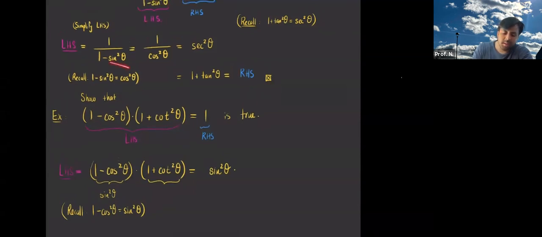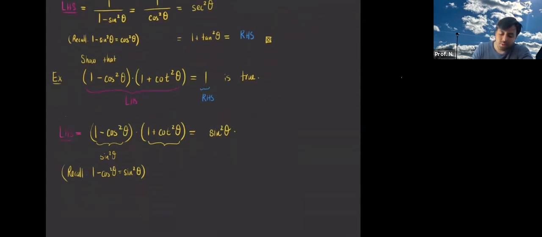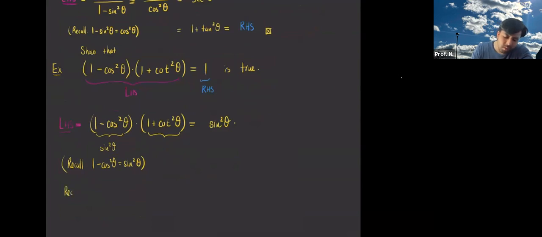So you see, these are a pair that you should know. They should be paired up because they look very similar. They just switched the cosine and sine. And then there's another pair to this one. 1 plus tangent squared theta equals secant squared theta. There's another one that you should recall: 1 plus cotangent squared theta equals cosecant squared theta. That's another one that you have to remember.